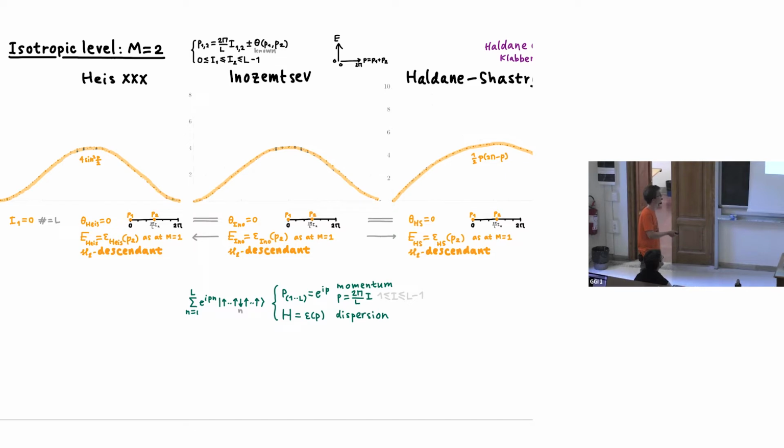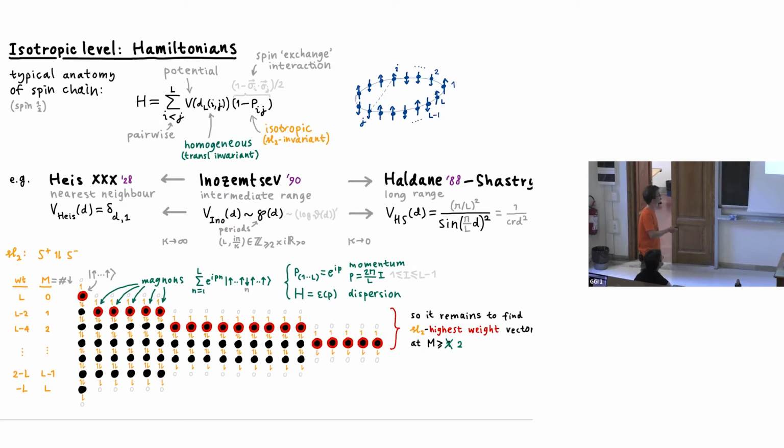So let's go back to this picture. This is the eigenvalues of the Hamiltonian on these dots here. But in fact, by SL2 symmetry, it's also the eigenvalues of these dots here, right? We know by SL2 symmetry what all of these dots here are, because we just apply the lowering operator.